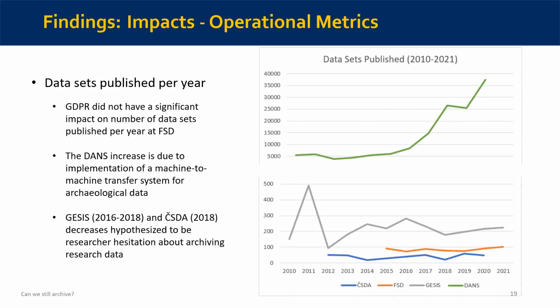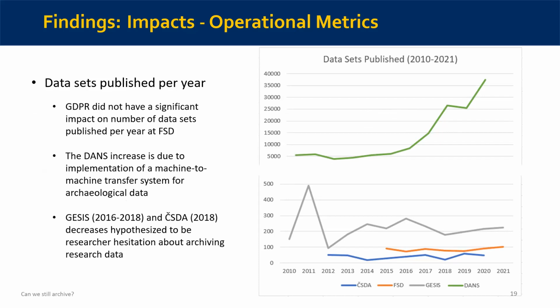Now, operationally, the GDPR was not seen as something significantly affecting the use of the archives as data archives, whether in terms of data set publication or data set downloads. I'll note here that DONS's rapid increase in data set publications per year is actually due to a machine-to-machine transfer system and not a lot of people just being really excited to deposit their data after the GDPR.